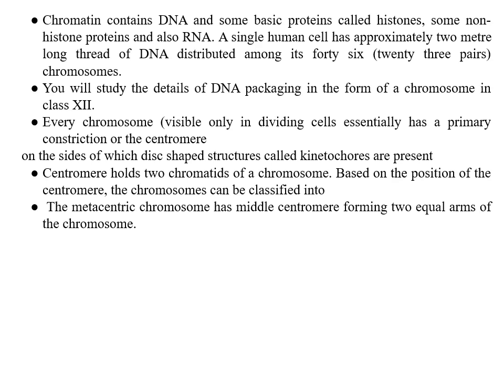Every chromosome, visible only in dividing cells, essentially has a primary constriction or the centromere, on the sides of which disc-shaped structures called kinetochores are present. Centromere holds 2 chromatids of a chromosome. Based on the position of the centromere, the chromosomes can be classified into: the metacentric chromosome has a middle centromere forming 2 equal arms of the chromosome.